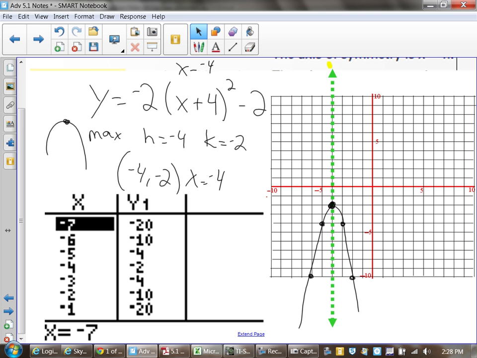Now, let's look at intercept form, because that's the last one. That one tends to be a little bit trickier for most students to work with. I wanted to spend a little bit more time on intercept form.